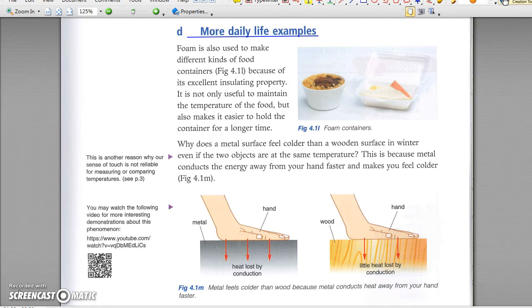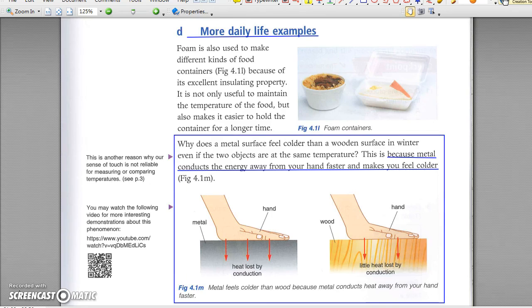When we touch a metal surface, which is a conductor, we feel cold. Metals conduct our heat away very quickly, lowering the temperature of our skin, and so we feel colder.